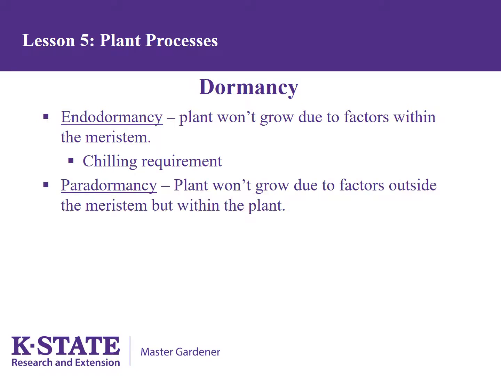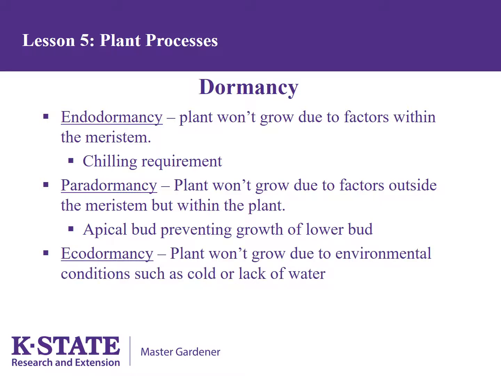Paradormancy takes place when a plant won't grow due to factors outside the meristem, but within the plant. An example we gave earlier in this presentation is that of an apical bud preventing growth from buds lower on the stem. Removing the apical bud will allow the lower buds to break and grow. Remember the mum video we had earlier? This same procedure is also used with blackberries and raspberries, where we remove the top inch of growth to greatly increase yield. Ecodormancy occurs when a plant won't grow due to environmental conditions such as cold or lack of water.